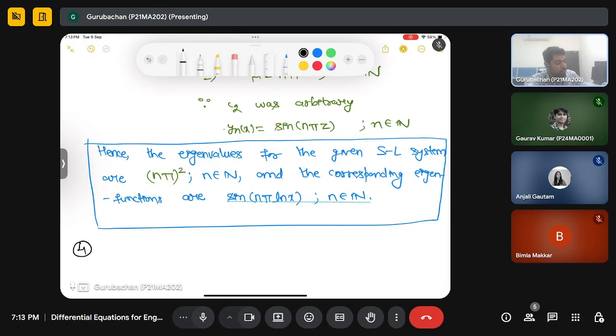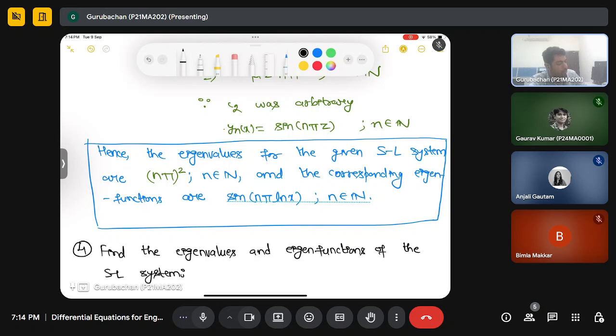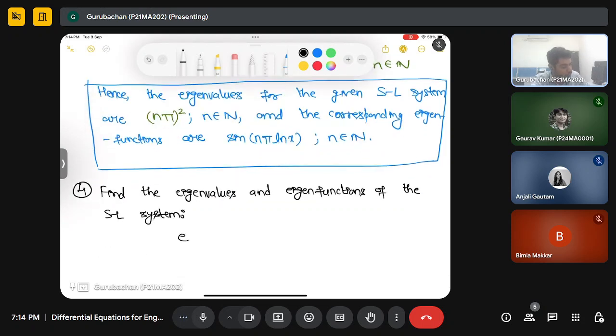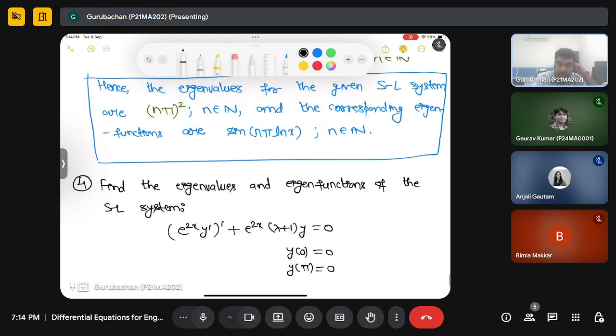and let me give you another similar kind of question where the integrating factor plays a role. So find the eigenvalues and eigenfunctions of the SL system. The SL system is given as (e^(2x) y')' + e^(2x)(lambda + 1) y = 0, and the boundary conditions are y(0) is 0 and y(pi) is 0.